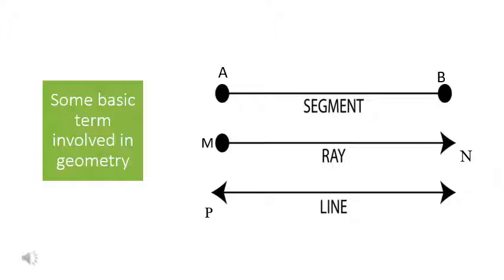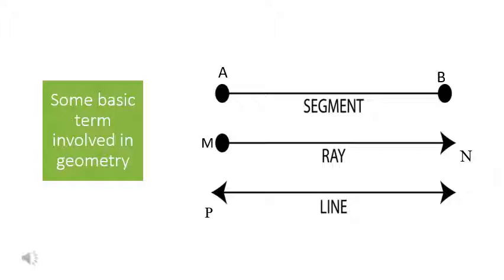We have here 3 figures given which represent some basic structure or basic terms involved in geometry. The first one, you can see there are 2 points marked A and B. Now whenever you have any 2 points marked like this showing their union, the distance between them is known as a segment. Then look at the second figure. We have one end with a point and the other one with the arrow. Here this is known as a ray. Point M will be known as the end point of the ray. So from there the ray originates.